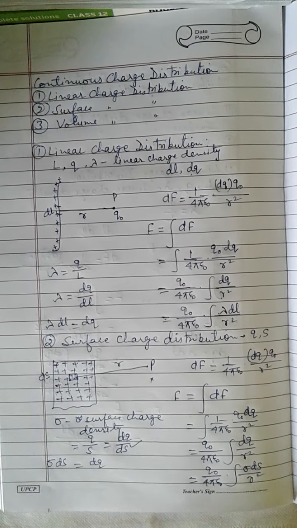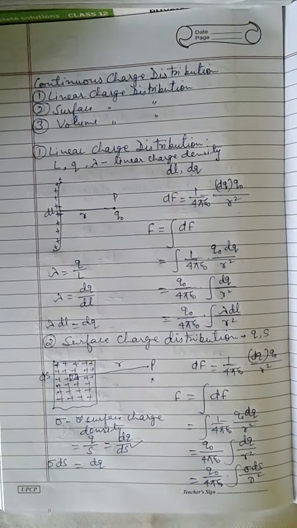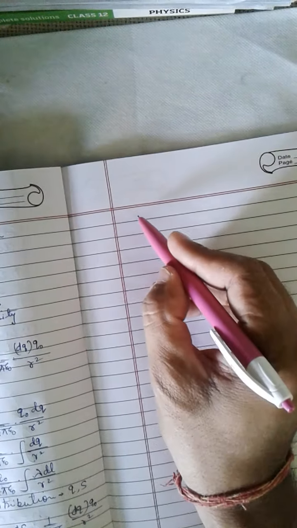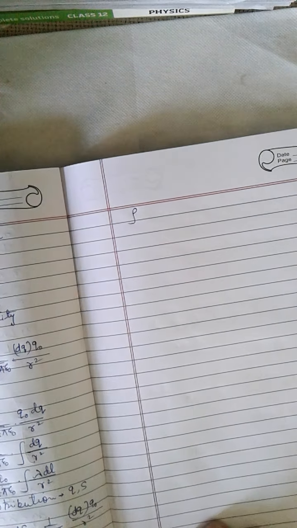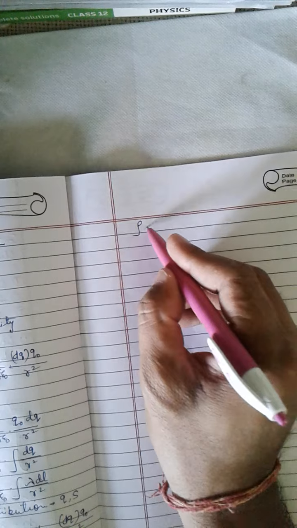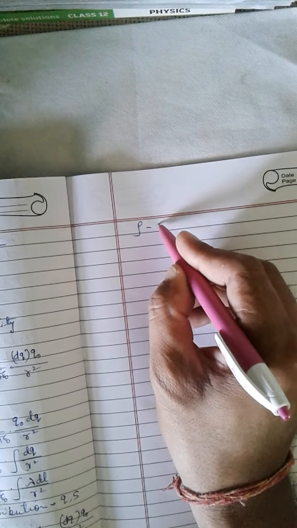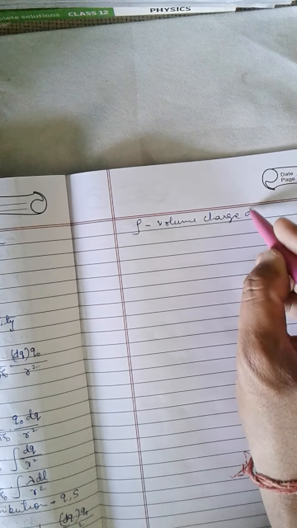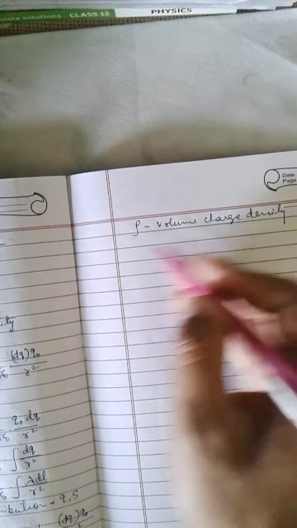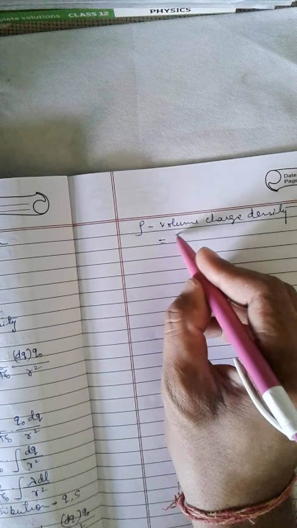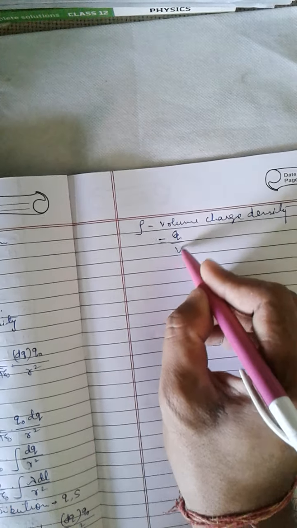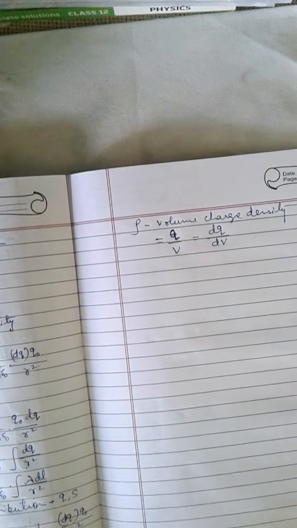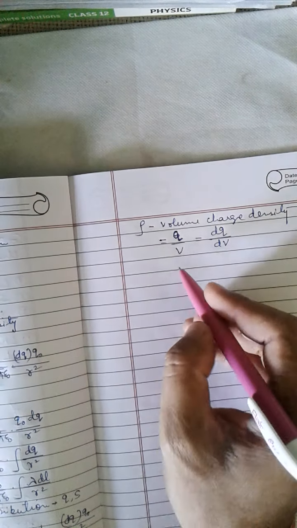Similarly you can find the formula for volume charge distribution. In short, I am explaining the direct formula. Here we will take the density as rho. It is called volume charge density, and volume charge density is what? It is total charge upon volume, and for the element it will be dq upon dv, and the final formula will come like this.